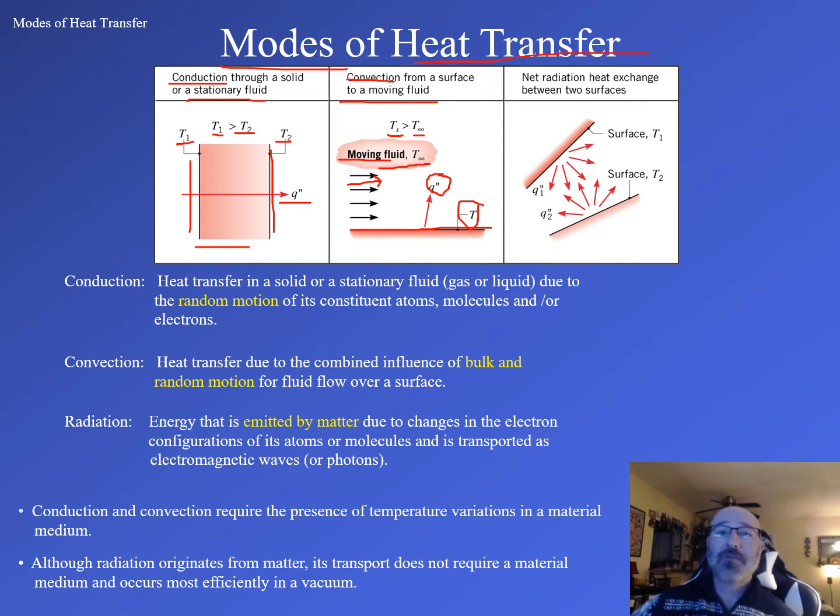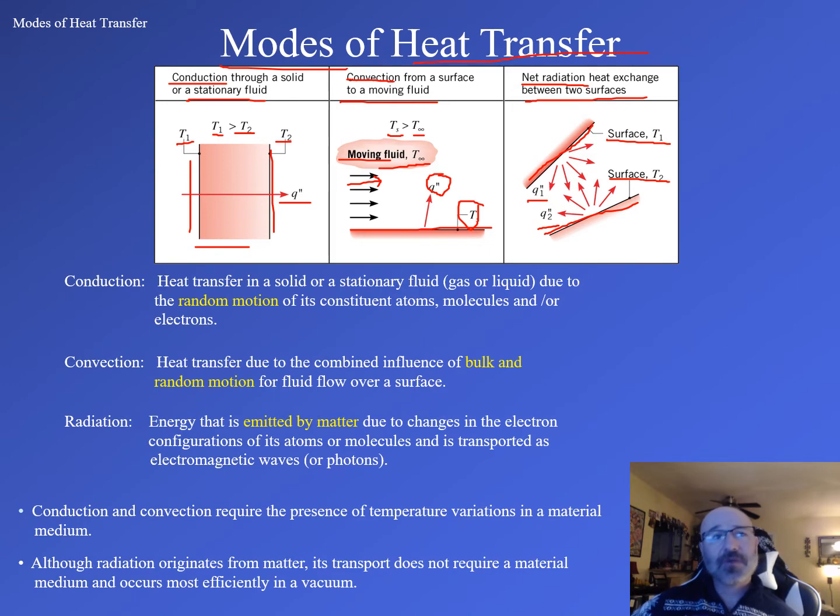And the last example we'll take a look at is radiation. So the net radiation heat exchange between two surfaces. In this diagram, we have a top surface and a bottom surface. The top surface has surface temperature T1. Our surface down here has a surface temperature of T2. And you can see the top surface has a heat flux of q1 double dash and a heat flux down here for surface 2 of q2 double dash. So now let's take a look.